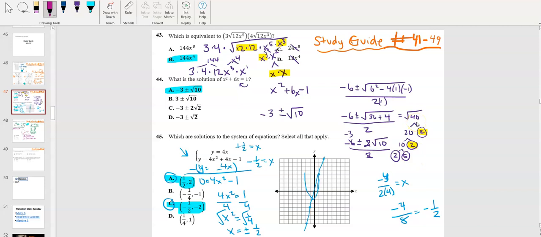Looking and hoping for a factor of 2 to be kicked out of the house so that I could divide it by 2. So I did find that 40 is the same as 2 times the square root of 10. So negative 6 divided by 2 is negative 3. 2 times the square root of 10 divided by 2 is just the square root of 10. So that's why we end up getting negative 3 plus or minus the square root of 10, which is A.